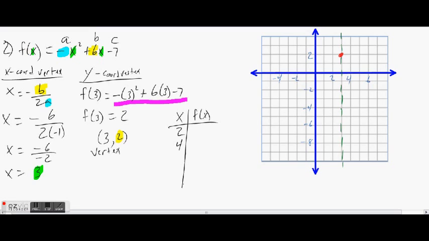Plug them in. Use your calculator. You've seen what I did. Negative, open parentheses. Doesn't matter which one I use, 2 or 4. I don't care which one you use. 2 squared plus 6 times 2 minus 7. When you plug that in, you end up with 1, and both answers will be 1. So 2 up to 1, 4 up to 1. Same height. Do you see they're the same height? They both have a y value of 1.